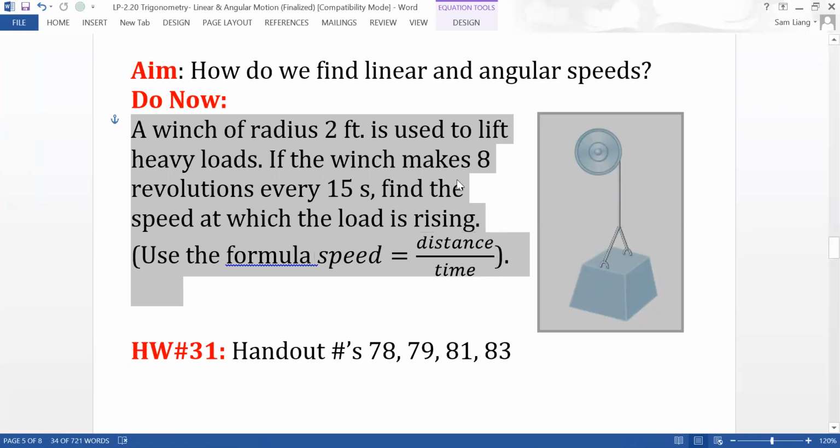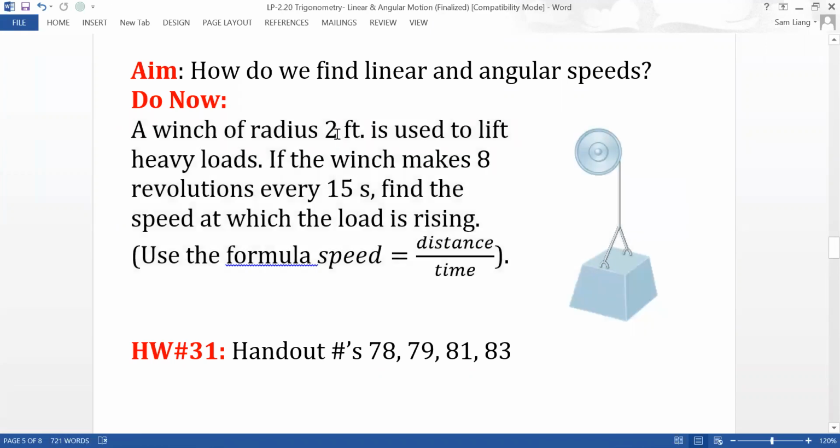So yeah, a winch is the tool seen here in this diagram, and our given information is that the radius of this winch is 2 feet, and it makes 8 revolutions every 15 seconds. So see if you can find the speed at which this load is rising. Okay, so take like a minute, and then we'll go over it.